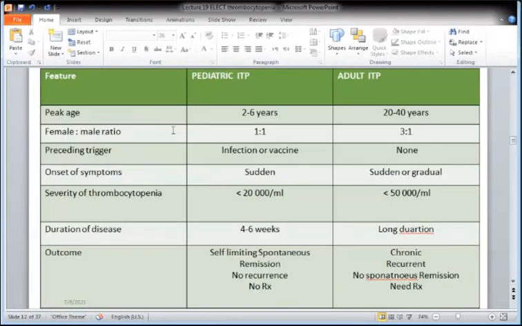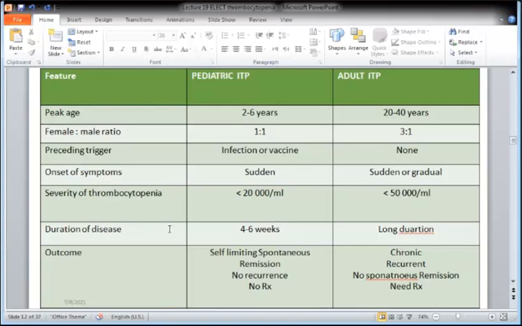عمود نلخص اللي حكيناه. The pediatric ITP, the peak age incidence 2 to 6 years, adult ITP between 20 to 40 years. The female to male ratio in the pediatric group 1 to 1, in adult 3 to 1. Preceding trigger: pediatric ITP present, either infection or vaccination, in adult ITP not present. The onset of symptoms is sudden in pediatric, while in adult sudden or gradual. Severity of thrombocytopenia: pediatric ITP is less than 20,000, severe thrombocytopenia. Adult ITP, usually moderate thrombocytopenia, less than 50,000.